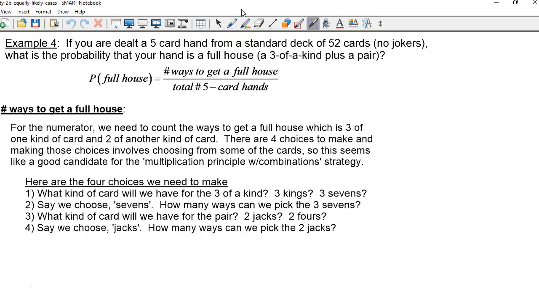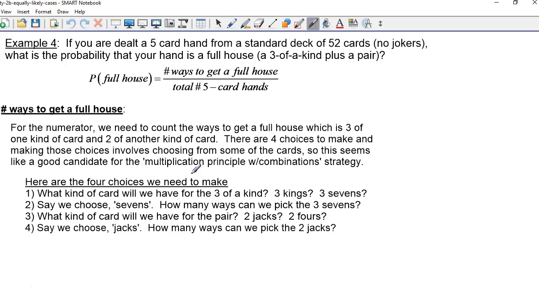Now we have to figure out the number of ways that we could get a full house. For the numerator, we need to count the number of ways to get 3 of a kind of one card and 2 of a kind of another card. This is the part that's not super obvious. There are actually 4 choices that we have to make, and making each of those involves choosing some from some cards. So this seems like a good place for the multiplication principle with combinations. Here are the choices. First, we have to choose what kind of card we're going to have the 3 of a kind of. Is it going to be 3 kings or 3 sevens or 3 nines? Say we chose 7s.